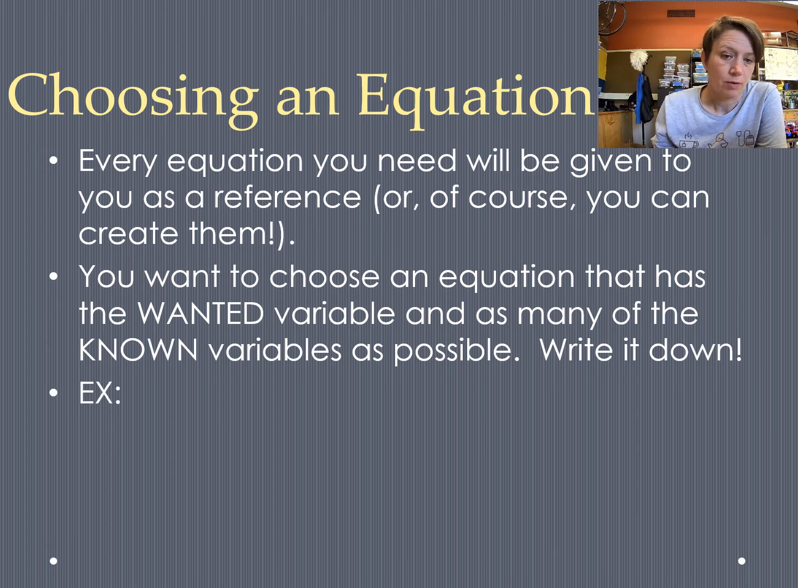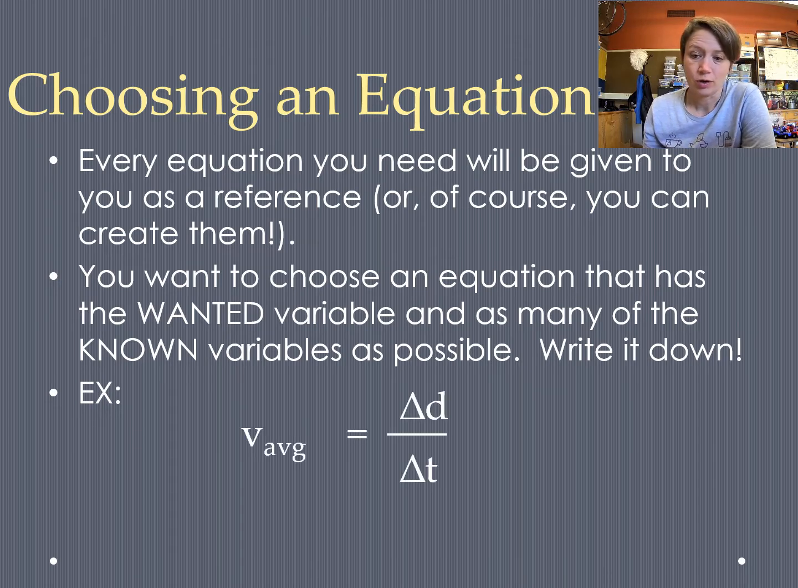So for that last problem, we need an equation that has v average in it that describes the relationship between distance and time. Hopefully you're very quickly jumping to the only equation we have so far, which is this one. So you should write this down in your paper just like it exists right now. V average equals delta d over delta t.